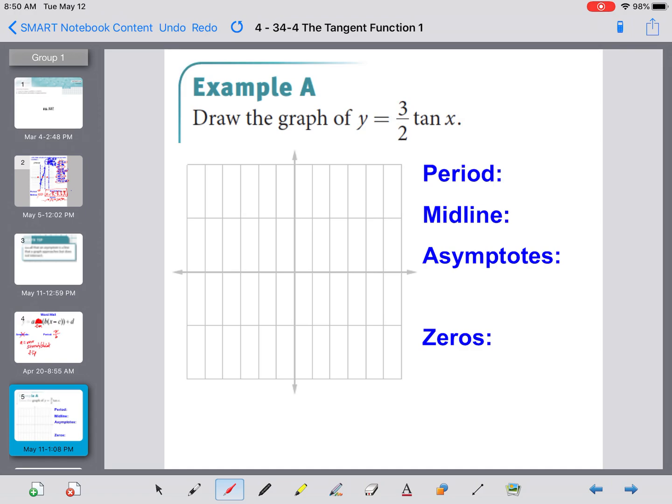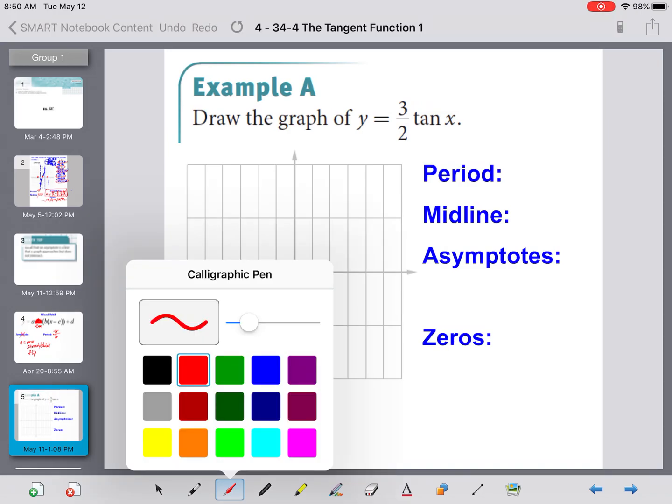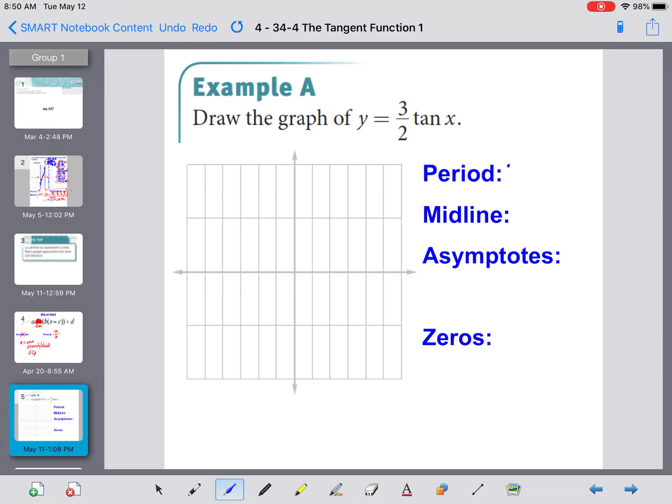Okay, let's try one. So check it out. Pretty basic graph. I've got 3 over 2. Again, that's not my amplitude, but that is going to affect something in the graph. My period, because there's no b value, is just pi. y equals 0 is my midline. All right, let's start sketching this, and then we'll talk about the asymptotes and the zeros. I know my first point is going to be right here at (0, 0), and I know I'm going to draw my asymptotes. One is going to be here at pi over 2. The other one's going to be here at negative pi over 2.